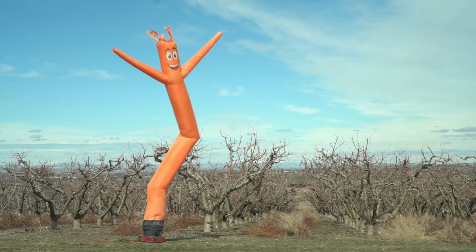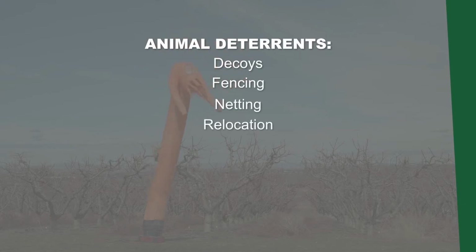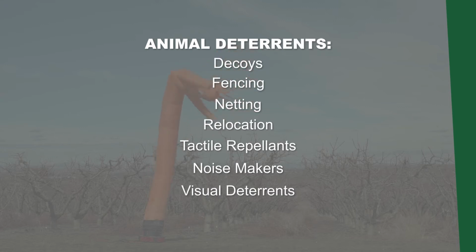If through your assessment you determine you do have a significant animal intrusion problem, there are multiple deterrents that can be utilized to minimize animal presence. Animal deterrents are great for recurring wildlife issues. They may include decoys, fencing, netting, relocation, tactile repellents, noisemakers, and/or visual deterrents.